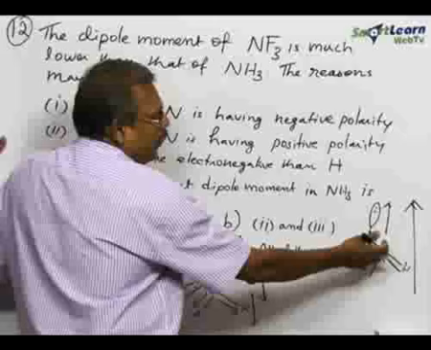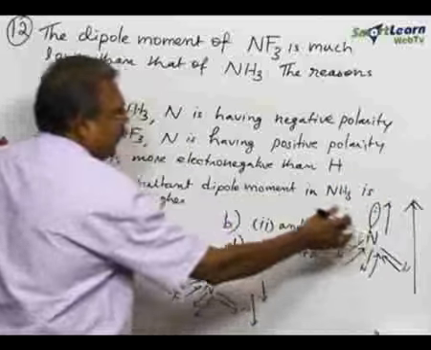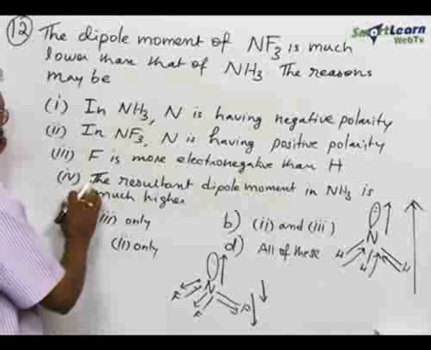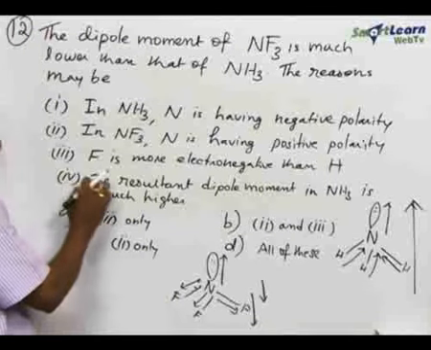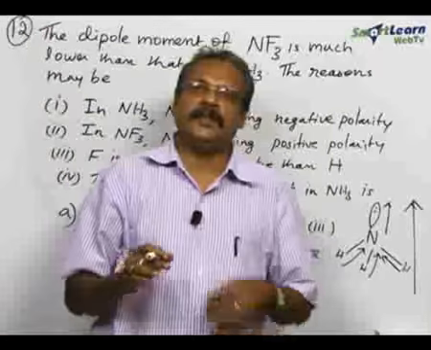So in ammonia, since all the dipole moments act in one direction, it is very high. Therefore, statement 4 also gives the correct answer. And on going through all the options, we can select D. All of these, all are correct.